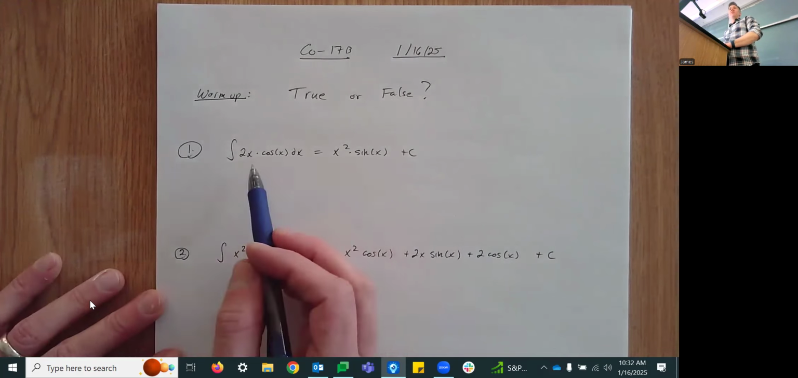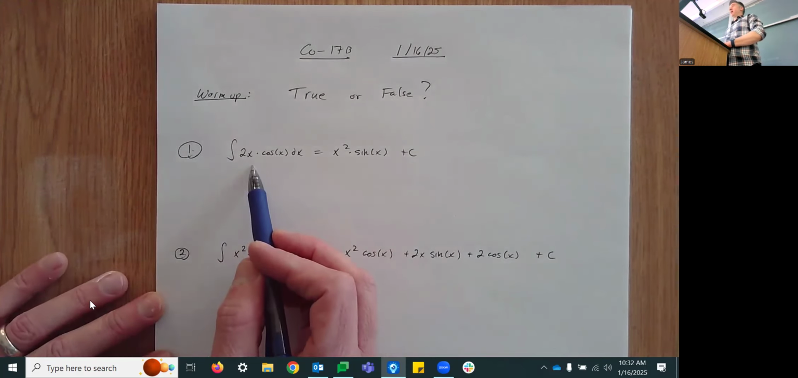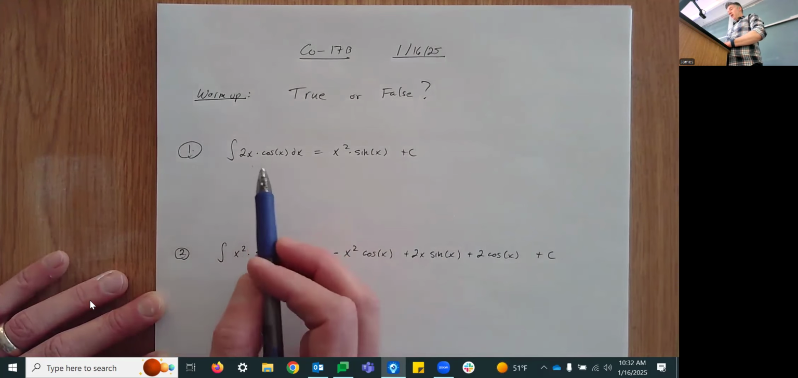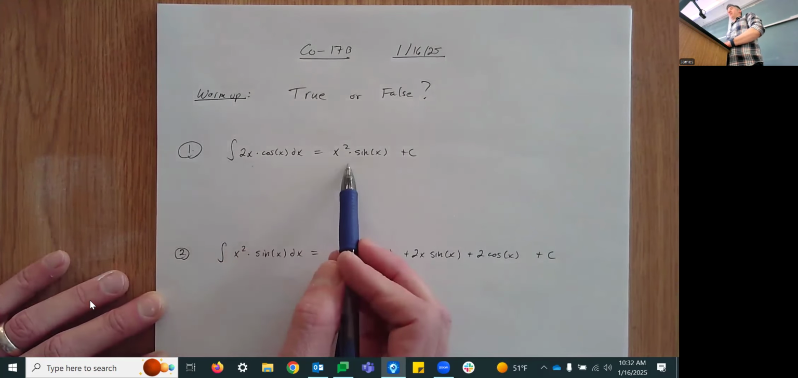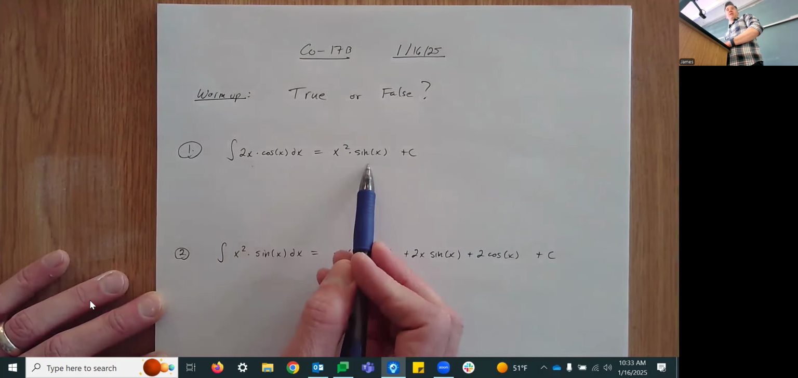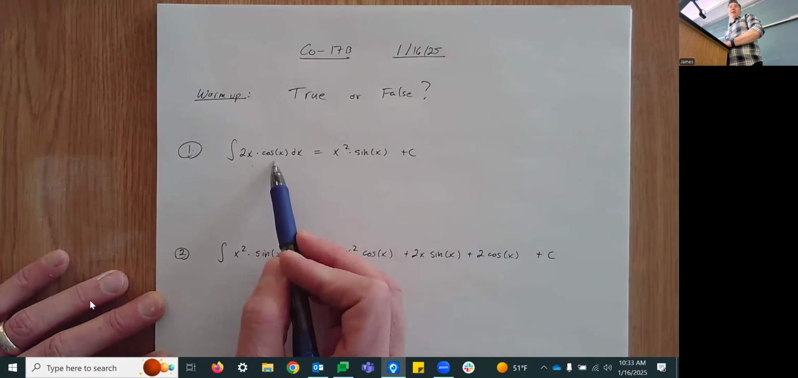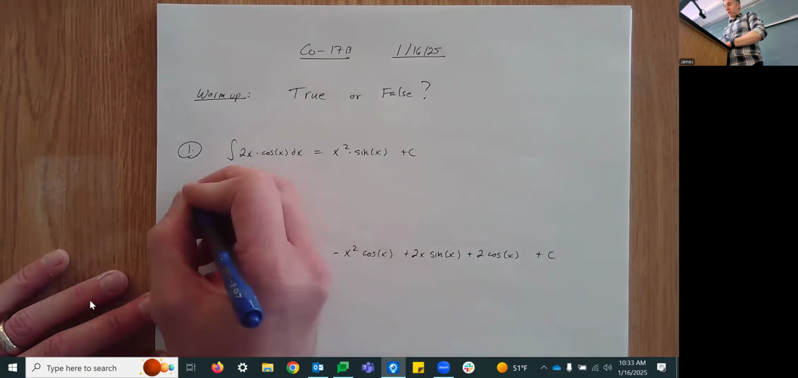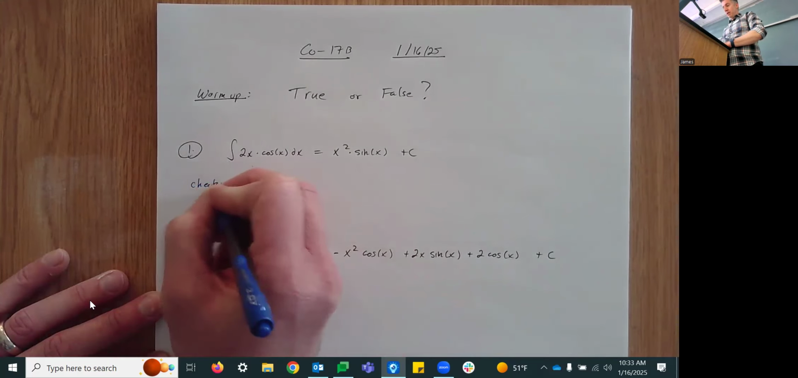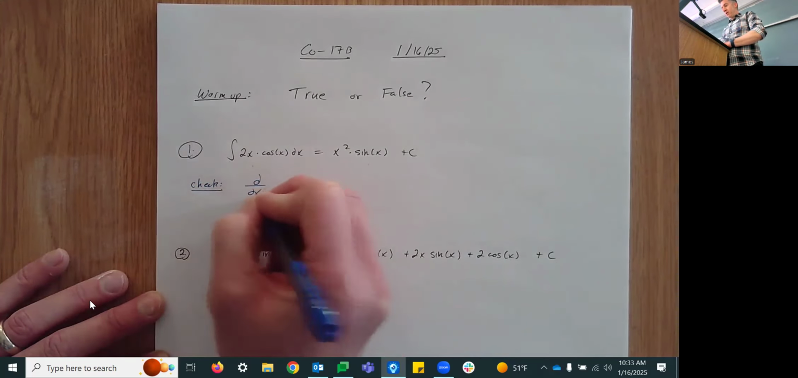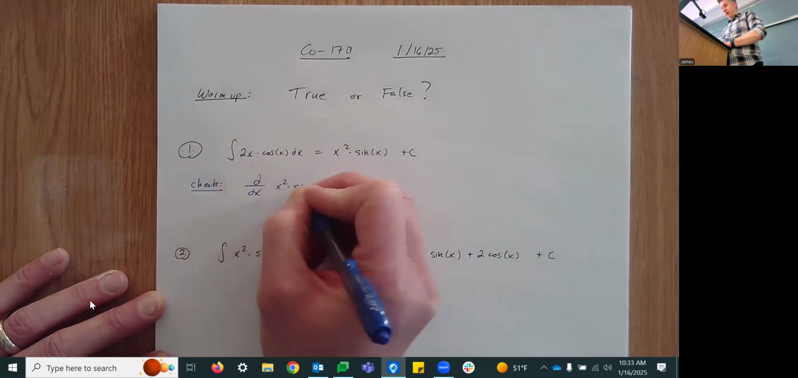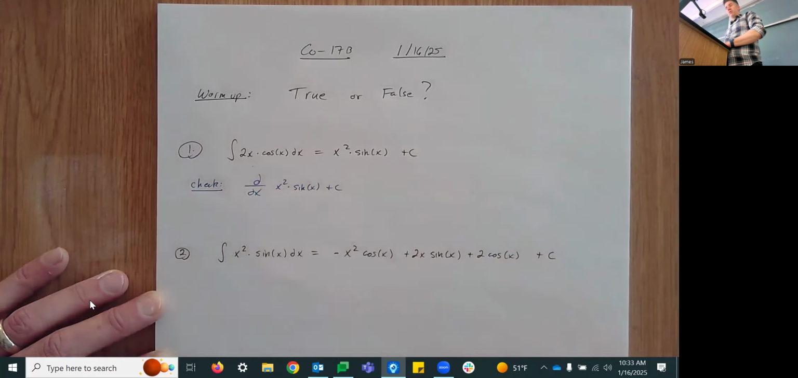So I'm not going to actually do this integral because one, I don't know how to yet. We don't have the technique to do this antiderivative. So instead, the way you should typically check to see if the antiderivative of something is equal to something else is by taking the derivative of the something else and seeing if it's equal to the function you were trying to antidifferentiate. So we're really going to check this by checking to see what the derivative of x squared times sine of x plus c is equal to.